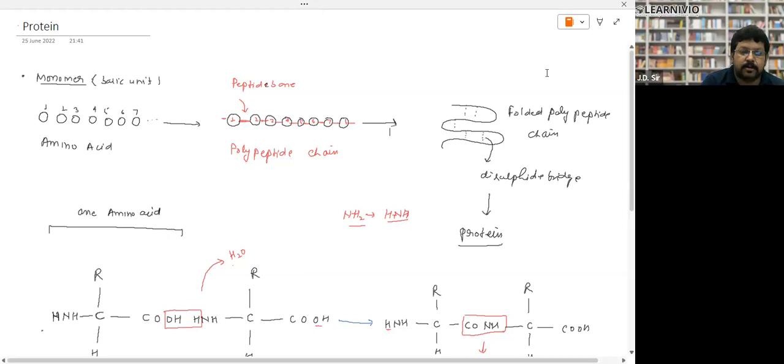Tell me. Keep on telling me. Got it or not? Martin, clear? So please draw it. Monomer, peptide bond, polypeptide chain, and protein. Till this point, first draw it. Then I will tell you what the peptide bond is and how peptide bond formation takes place. That is important. Note down quickly.